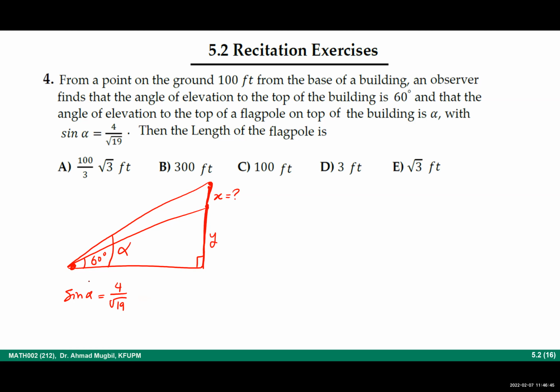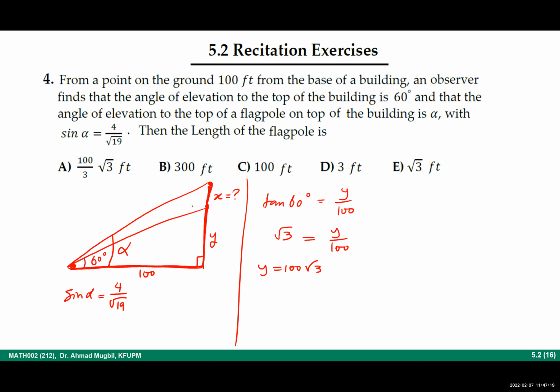Now, from this, what is this? 100, right? The distance between them. So we can find y easily, right? Yes, sir. So y, it is not difficult. What we will do to find y? We will use tan 60. Tan 60 equals y over 100. Tan 60 is what? It is square root 3, right? So it is y over 100. So y is what? 100 square root of 3. So we're able to find y.